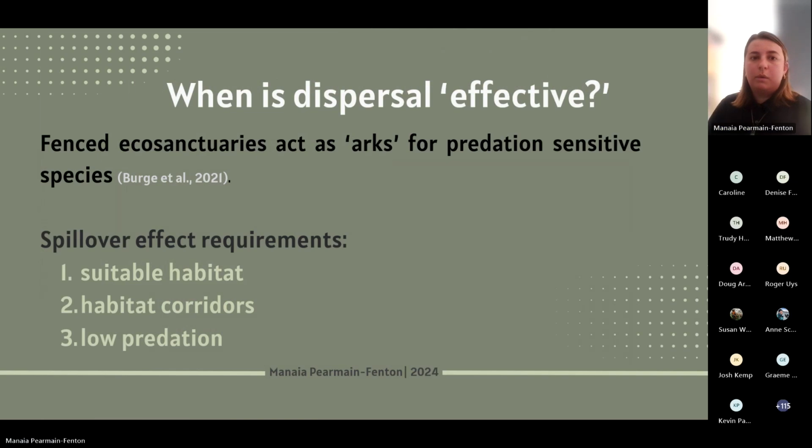So when is dispersal effective? When does it work? Dispersal from inside a fenced reserve and into the wider landscape can be classified as a spillover effect. So this describes when the benefits of a fenced reserve extend beyond the reserve's boundaries and into surrounding habitats. Dispersal can only happen when there are appropriate levels of connectivity between suitable habitats. Dispersal can only really be successful when individuals can, one, establish breeding territories, and two, safely produce offspring each year.